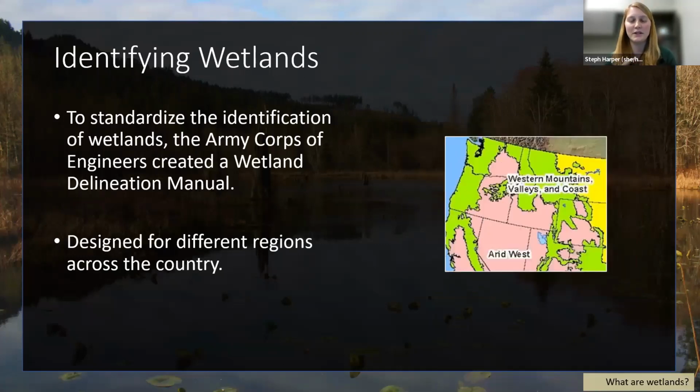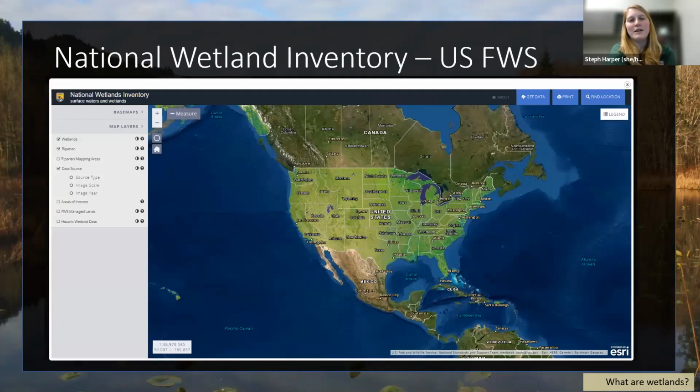I'll just zoom in here to this map that is in the manual and the supplemental manuals that they put together. We can see that in our little slice of Washington, we are technically in what they call the arid West. And as we move either north or west, we get into the western mountains, valleys, and coasts. If you've driven across the state, you can probably think to yourself, that makes a lot of sense. So these different regions just have different indicators and ways to identify so that we're all identifying these ecosystems the same.